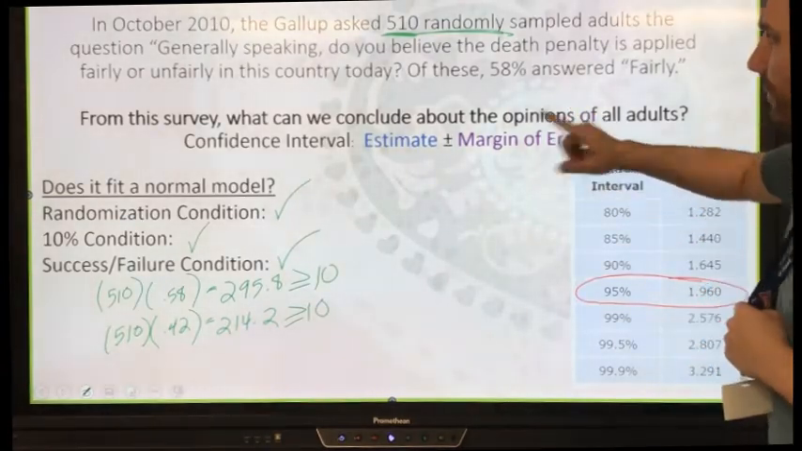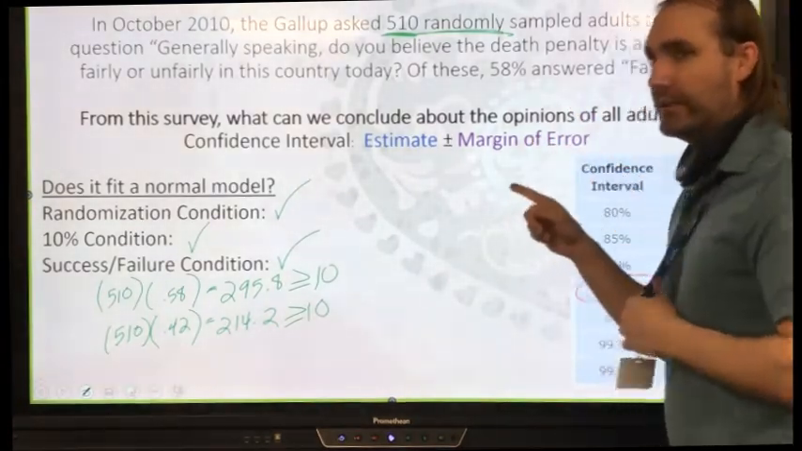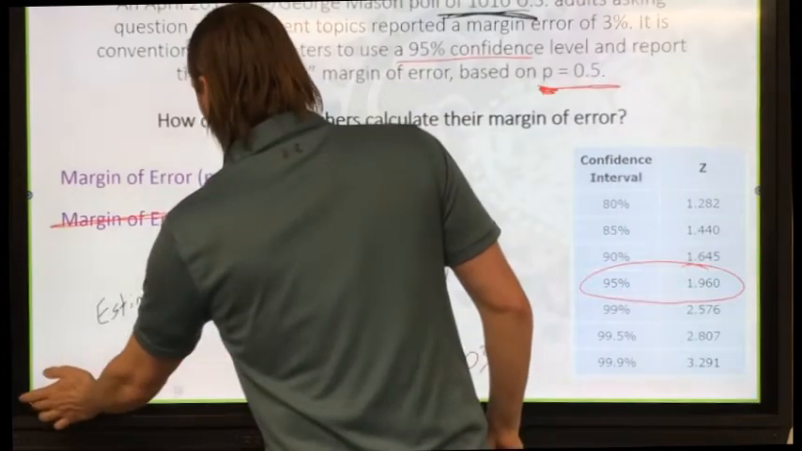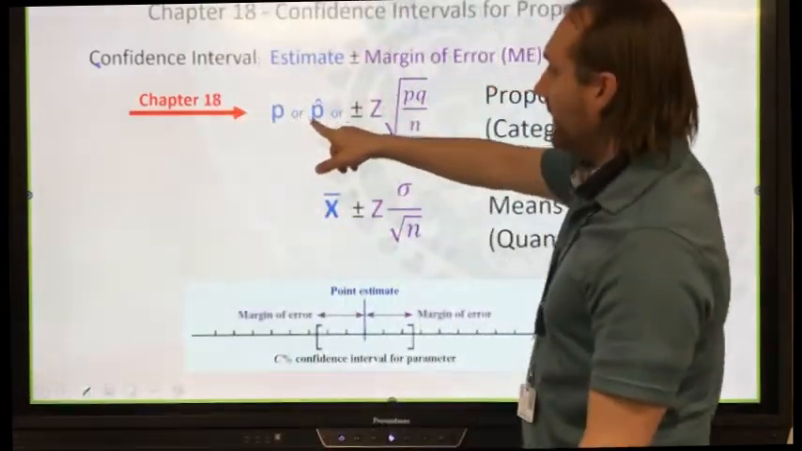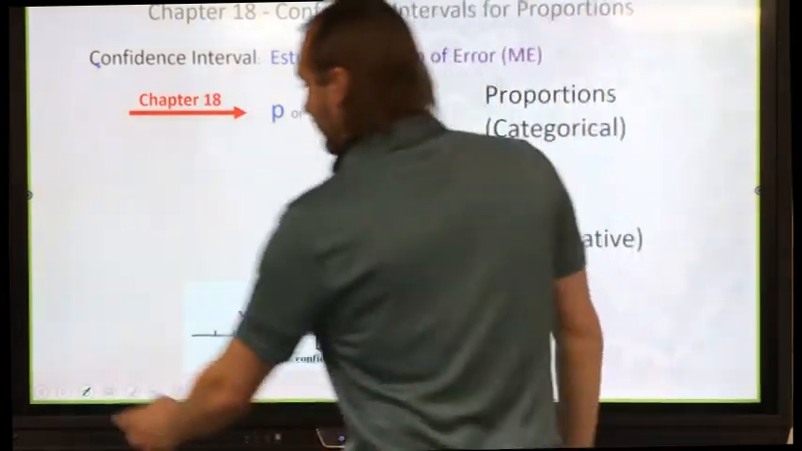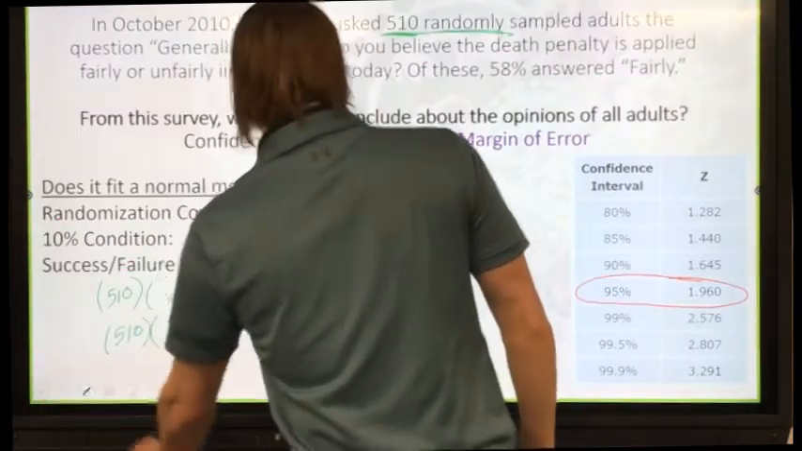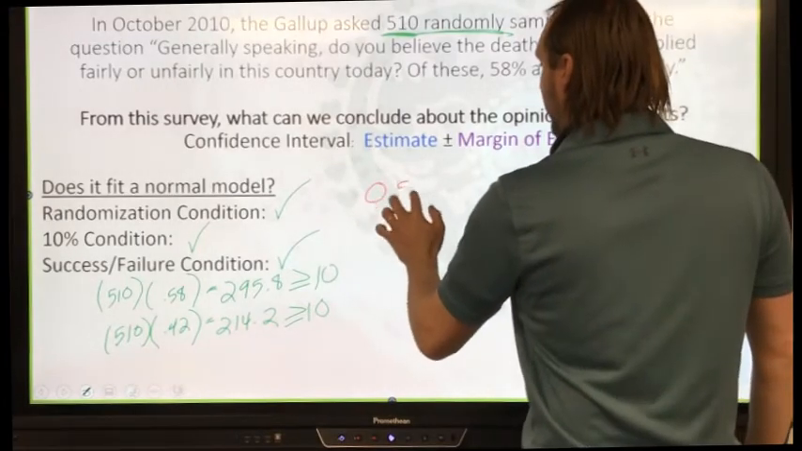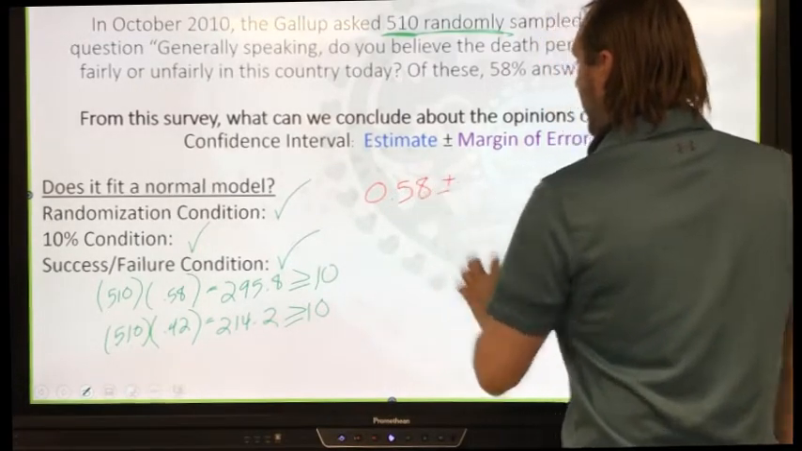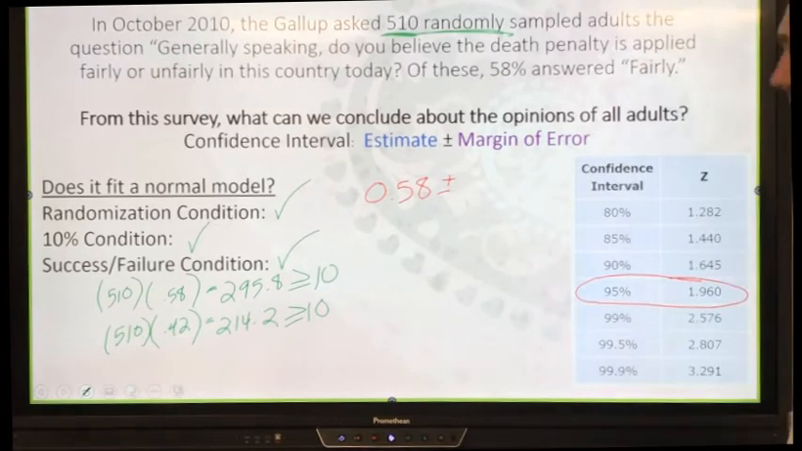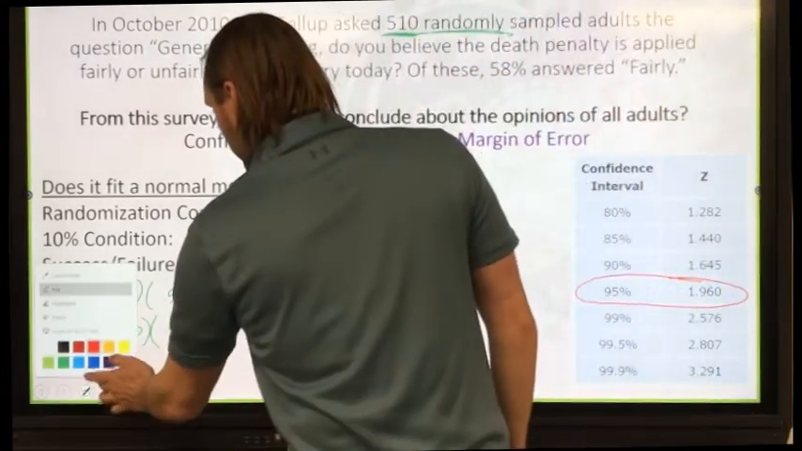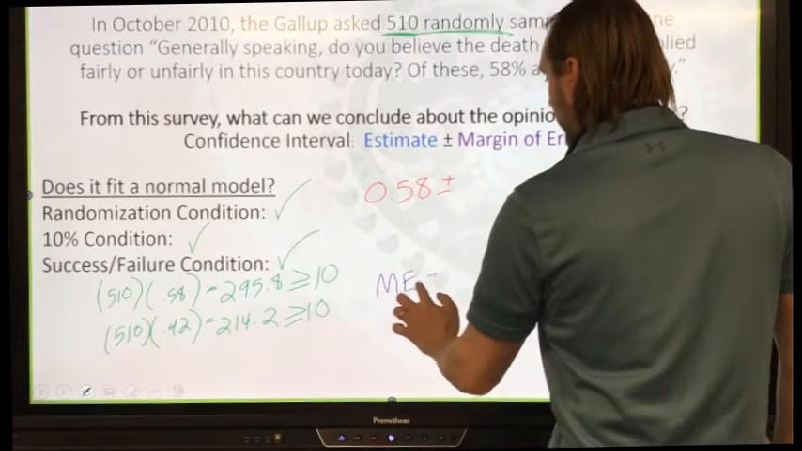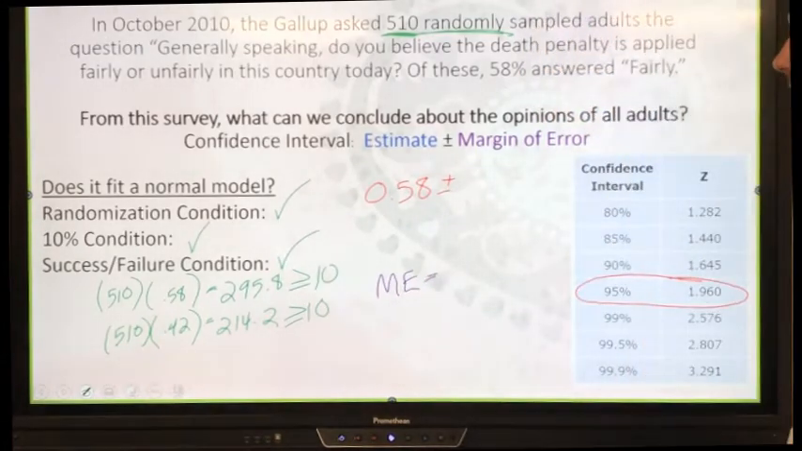Notice we're talking about proportions, so my estimate is going to be P. What's our P value? 0.58. So again, the estimate is going to be your P value, or P hat, with proportions. So P is going to be 0.58, and I want a plus or minus margin of error. Now I need to calculate that. So ME equals, what was that formula?